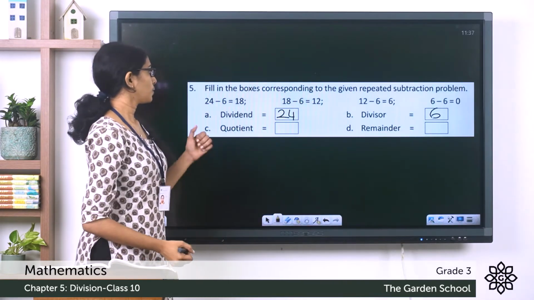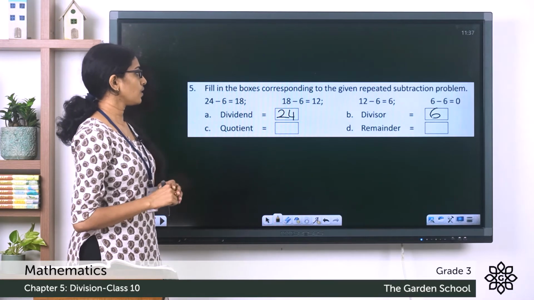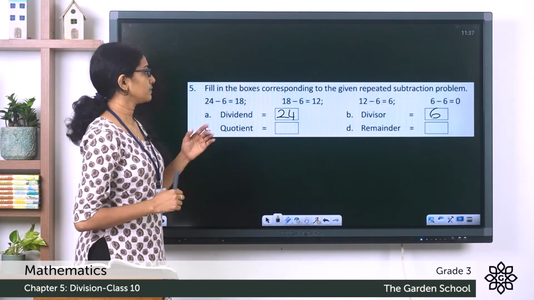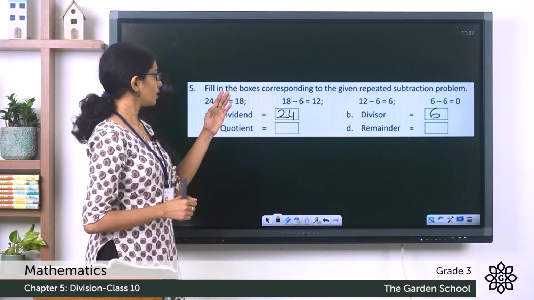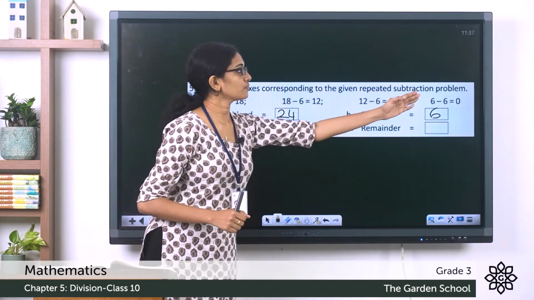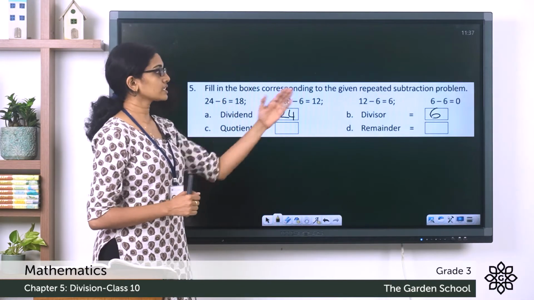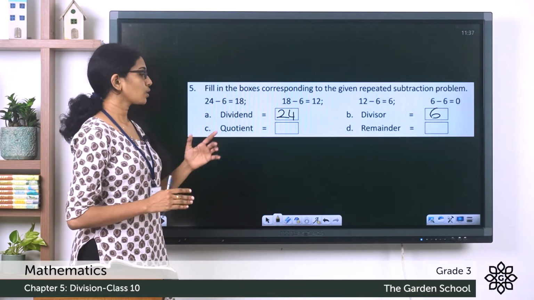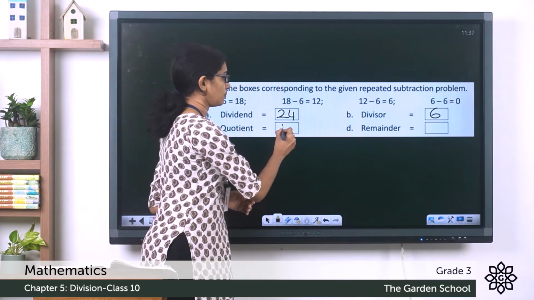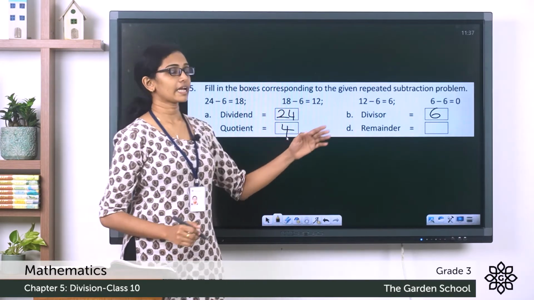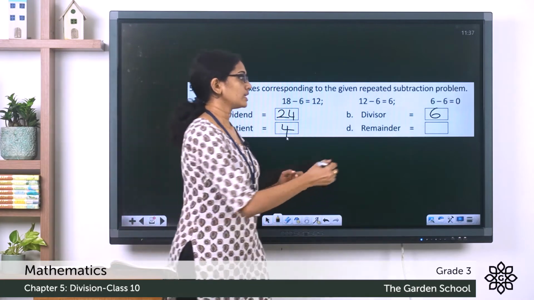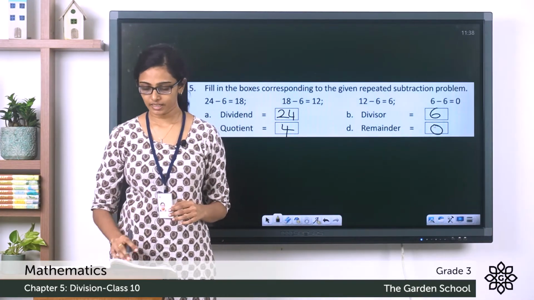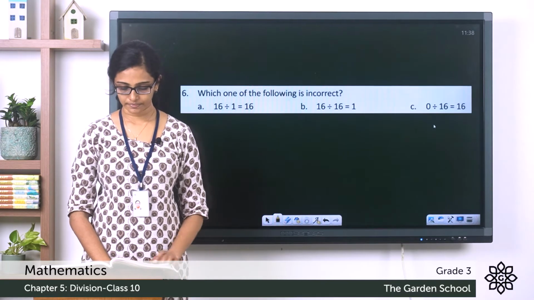And what about the quotient? 24 divided by 6. How many times did we subtract before we got 0? 1, 2, 3, 4. So when we reached 0 finally, we had subtracted 4 times. So our quotient will be 4. And is there any remainder? No. So let's write remainder is equal to 0. Clear? Now the sixth question.